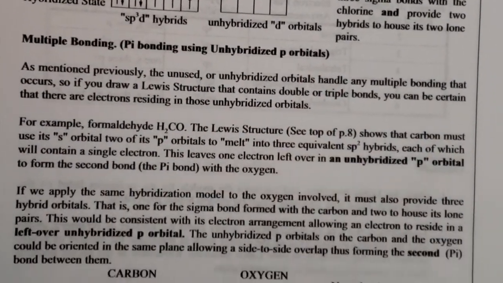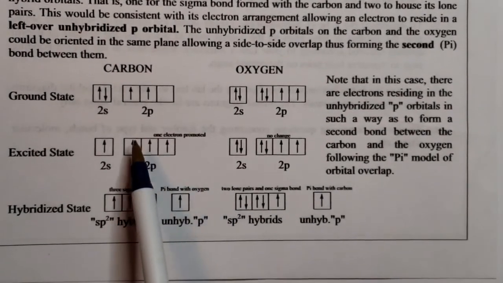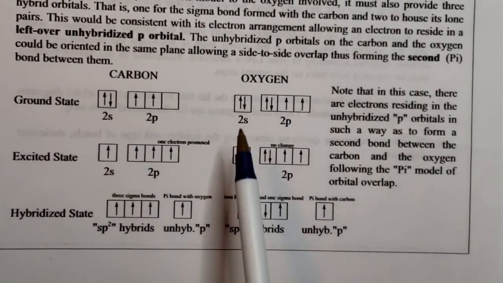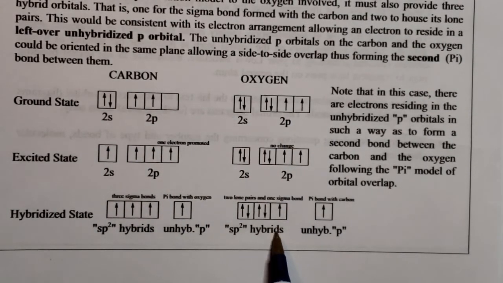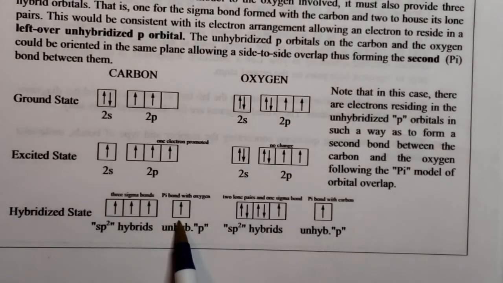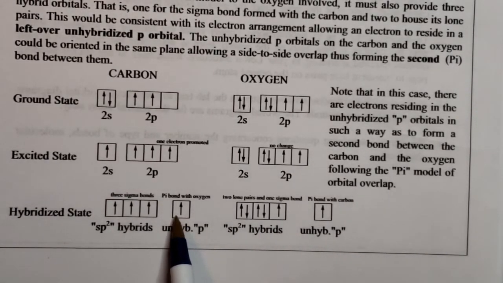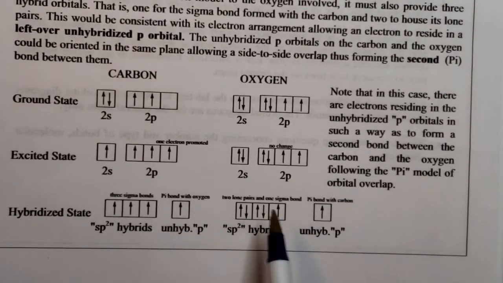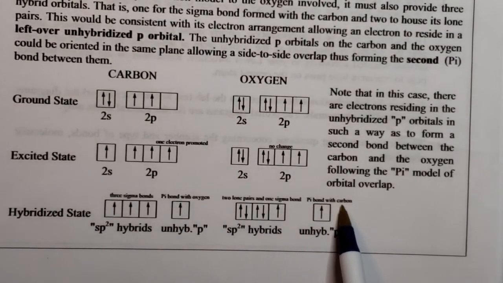At the bottom of page 7, I went through the example for a pi bonding using unhybridized p orbitals. And I did a very similar molecule with carbon and oxygen. And I showed both of their electron arrangement schemes, their box diagrams. Notice again, in each case I left an unhybridized p orbital with an electron in it. And I said here, that's the pi bond formed with the oxygen. This is the pi bond formed with the carbon.